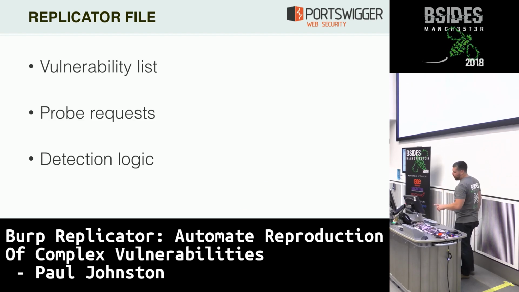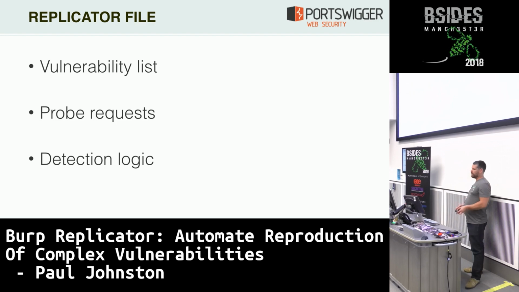Yeah, so what we've got in this file, we've got the list of vulnerabilities, we've got the probe requests. Now there is one other crucial thing we've got, and that's the detection logic. So we send the probe request to the server and we get a response back, and we need some mechanism to say, does that response show the application is vulnerable or not?